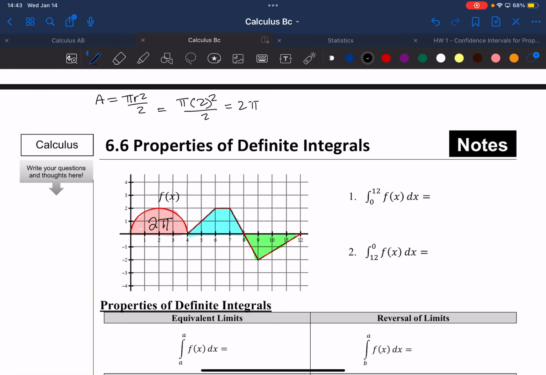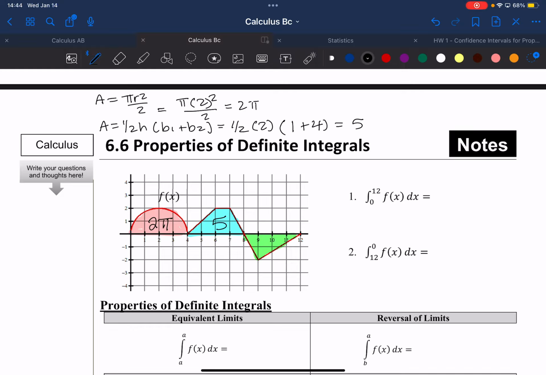Then we have the area of the trapezoid, which is area equal to 1/2 h times base 1 plus base 2. What's the height of the trapezoid? 2. What is the small base of the trapezoid? 1, and then the large base? Okay, so 1 plus 4. That gives us 5 because the 1/2 and the 2 cancel out.